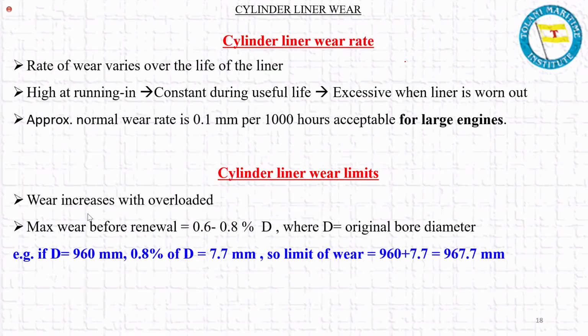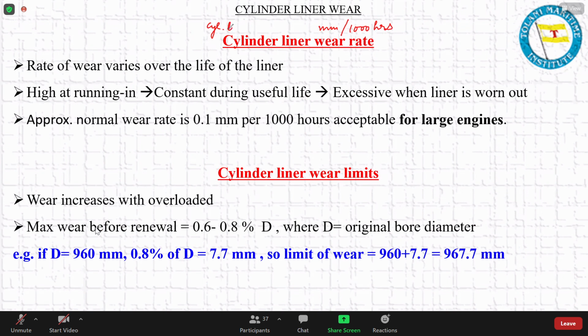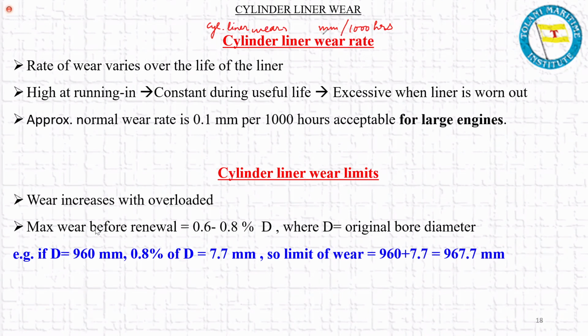Okay. Then coming to the cylinder liner wear rate. We are not talking about wear, first we are talking about wear rate. Wear rate is calculated per 1000 hours usually. How many millimeters of wear has taken place in the liner per 1000 hours? Cylinder liner wear rate is expressed in millimeter per 1000 hours. The rate of wear will vary over the life of the liner. There is something called a bathtub curve, which most machineries follow.